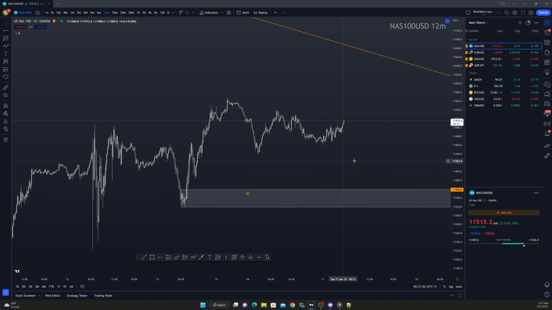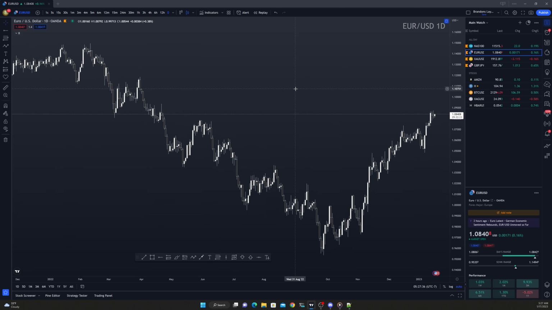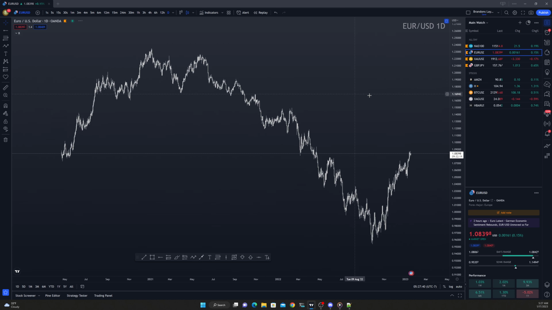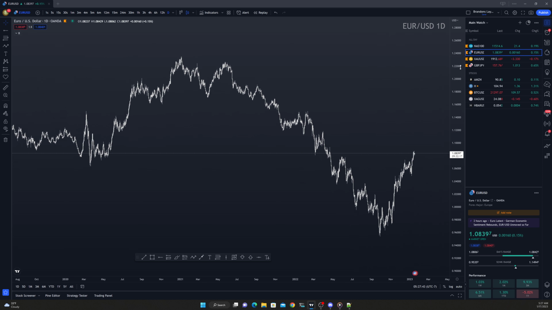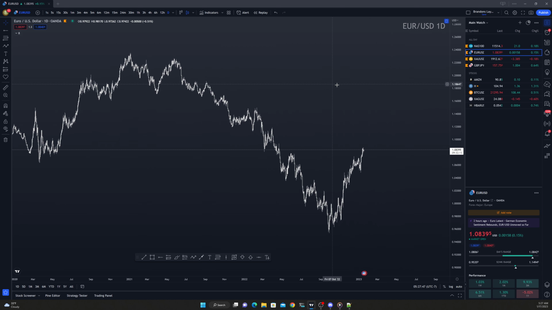So let's go ahead. And yeah, that's pretty much it for the NASDAQ. And let's go to the euro and see what's going on here. All right, so let's go to the daily and let's see what's been doing. So now we've been in this bullish push. We've been going up. So compared to the dollar, euro's worth $1.08 right now.